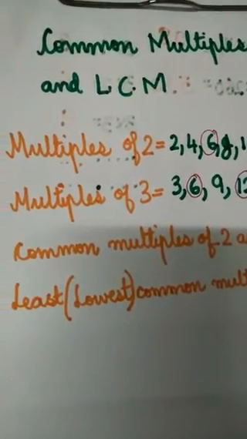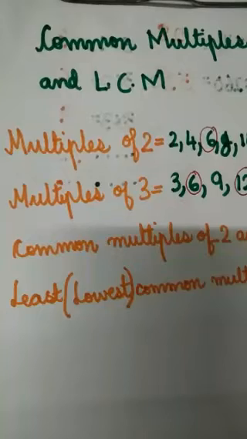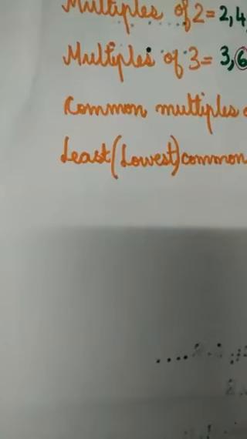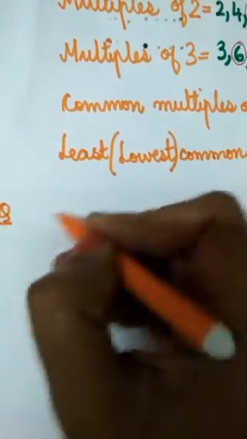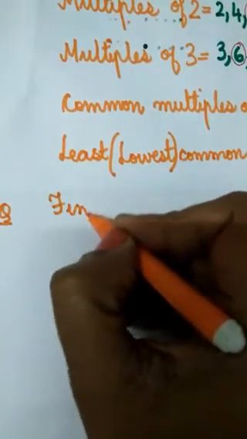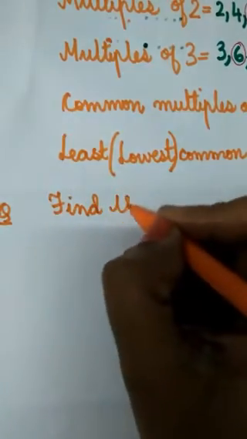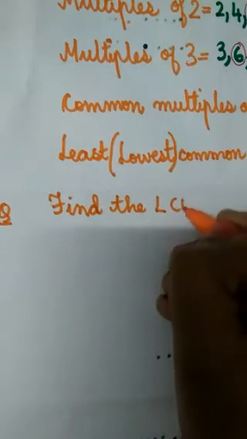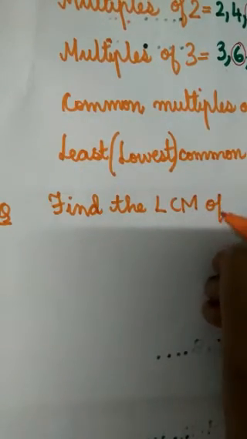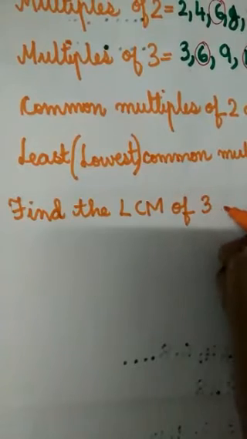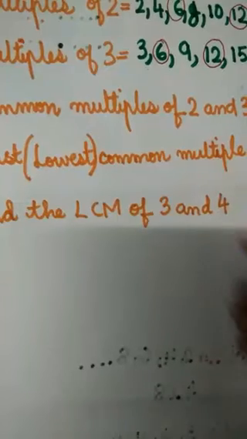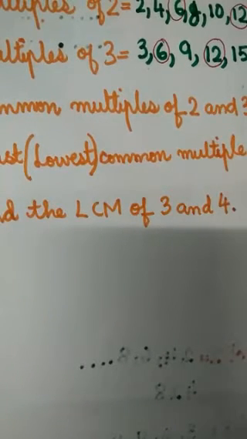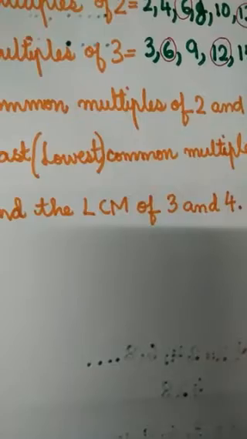Did you understand how we found it? Let us do one more, okay? Then it will be clear. So your question will come like this. Find the LCM of 3 and 4. This will be your question. Find the LCM of 3 and 4. So what will you write? How will you write the answer?